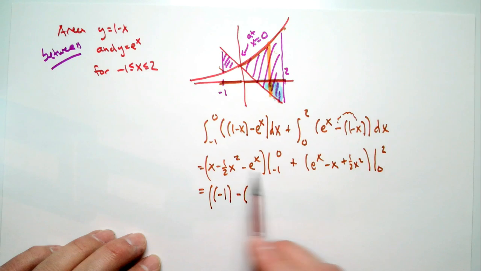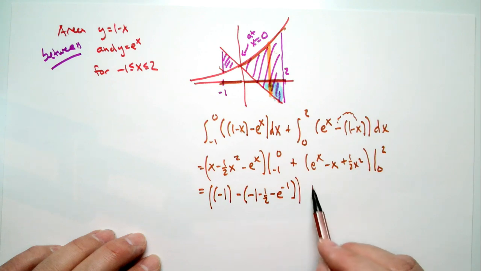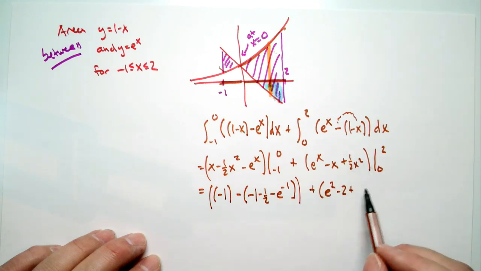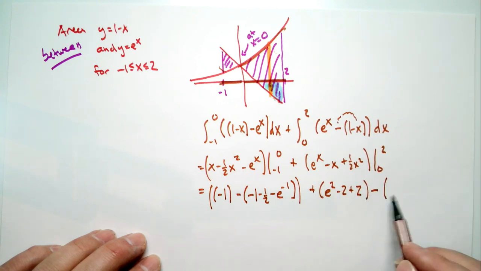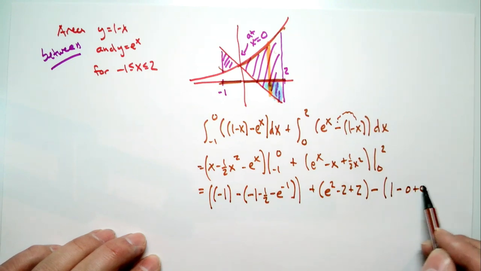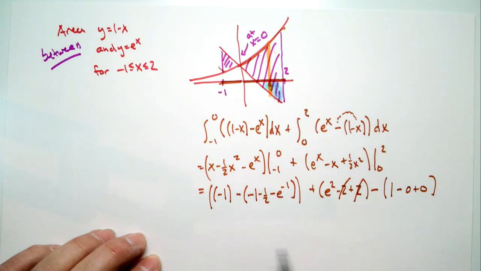Minus, plug in negative 1: minus 1 minus a half minus e to the minus 1. And then over here you get e squared minus 2 plus a half times 2 squared, which is 2. Then you're going to subtract, plug in 0, 1 minus 0 plus 0. So you get the minus 2 and the plus 2 cancel. Over here you get the minus 1 minus minus 1. Those actually will end up canceling.